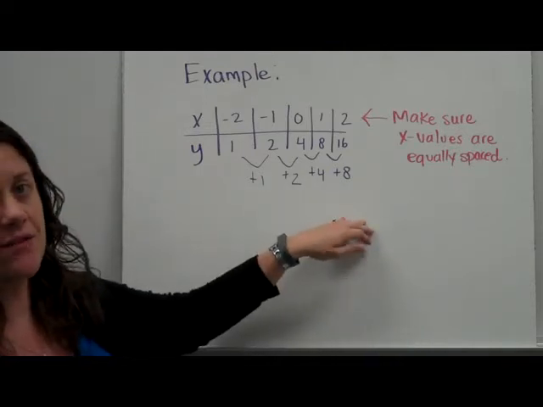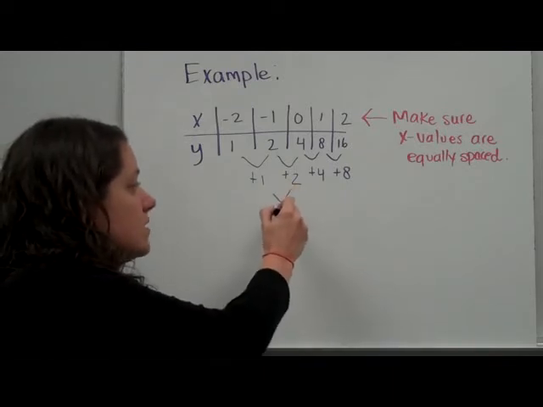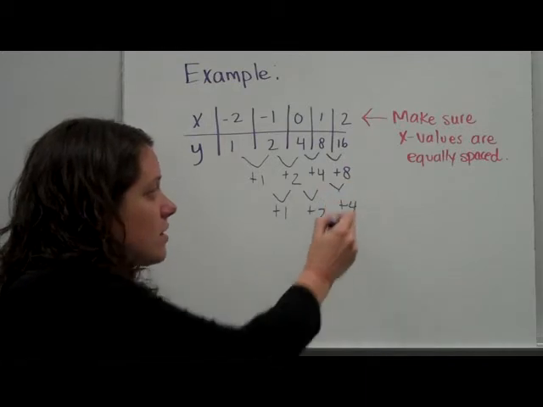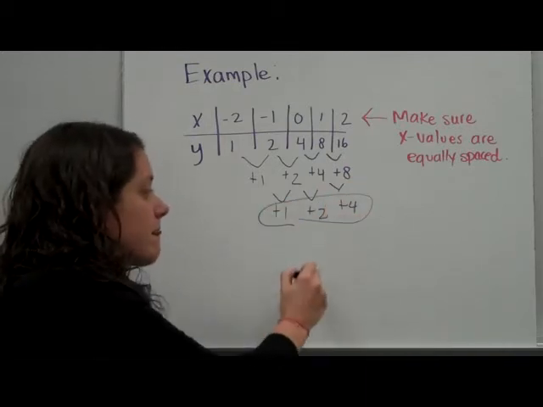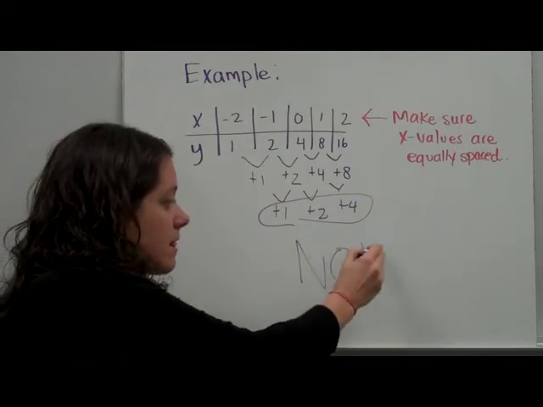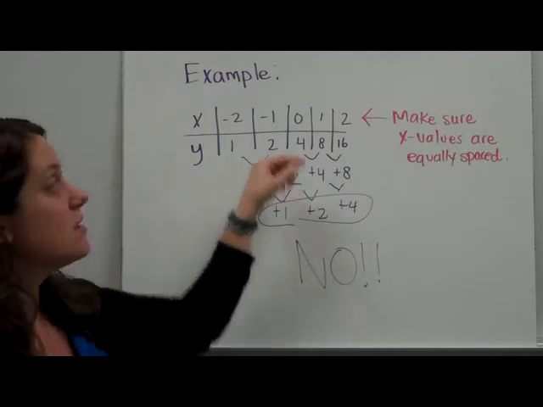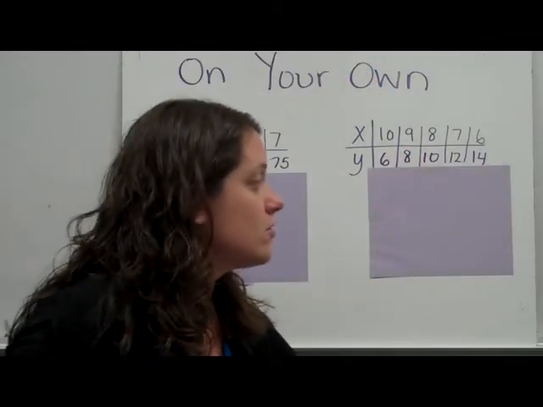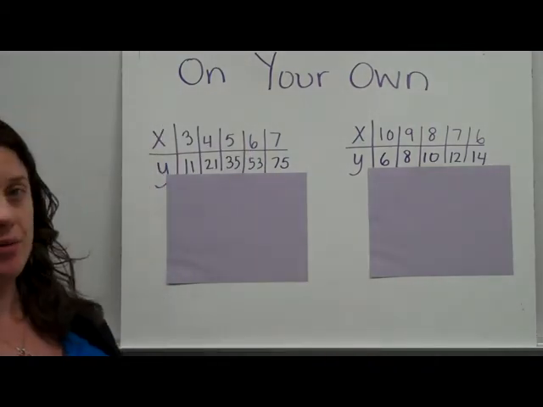Now to check the second differences, I check the difference between those. So +1, +2, +4. Okay, so my second differences are these. So no, this is not quadratic because the second differences have to be equal. Alright, so I want you to try these on your own. Go ahead and pause the video for a moment and try these two examples.